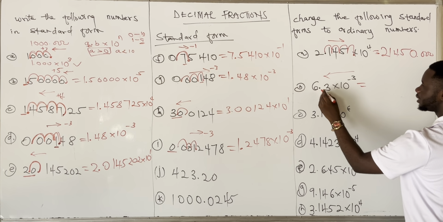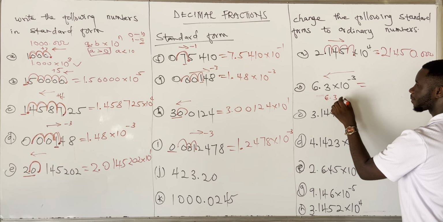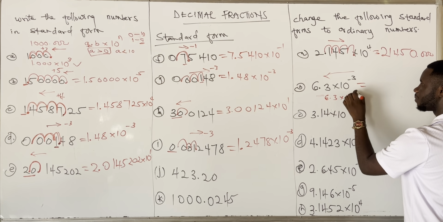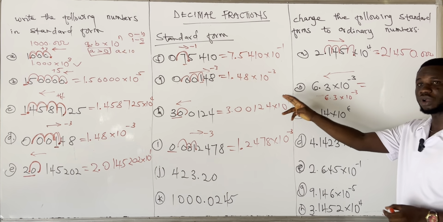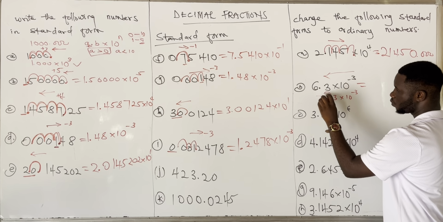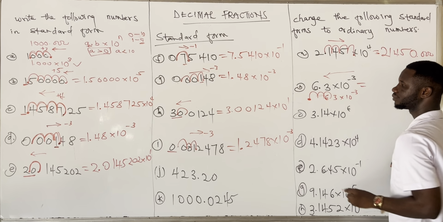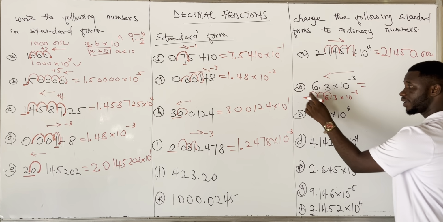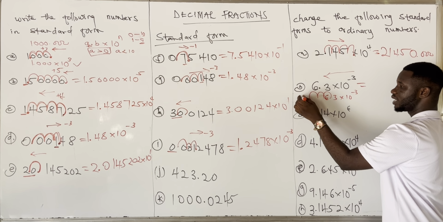So this is what we are going to get. We have our point here. Let me write it here. 6.3 times 10 raised to the power negative 3. So since we have a negative power, we are going to move to our left. So that will be 1, 2, 3. Now the point is here.